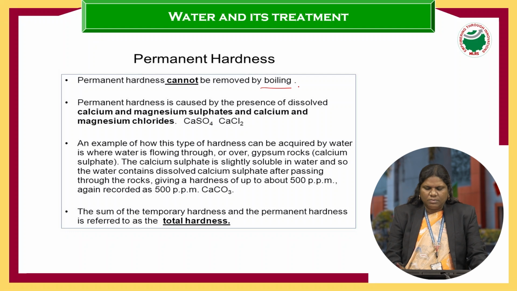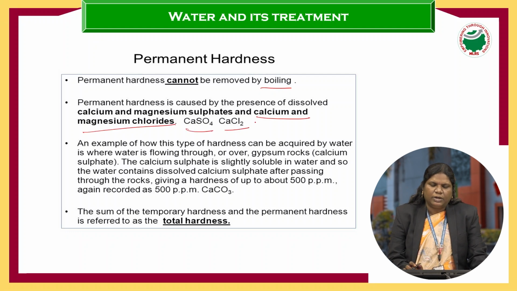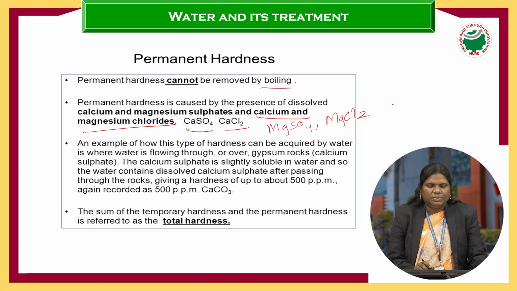Permanent hardness is caused by the presence of dissolved calcium and magnesium sulfates and calcium and magnesium chlorides. The calcium sulfate or calcium chloride, magnesium sulfate or magnesium chloride, these will cause the permanent hardness to the water.